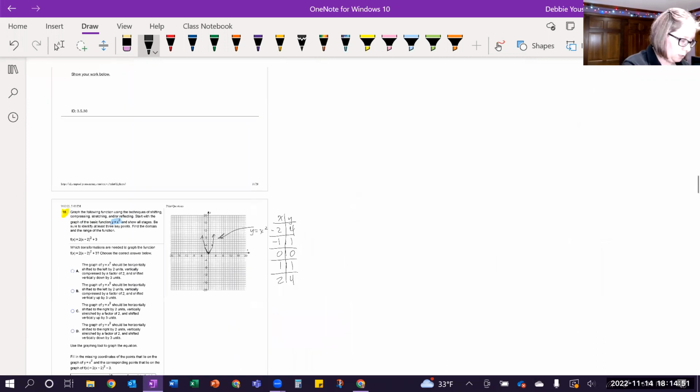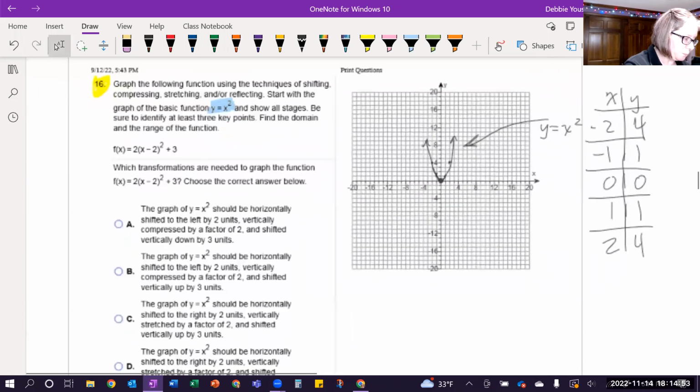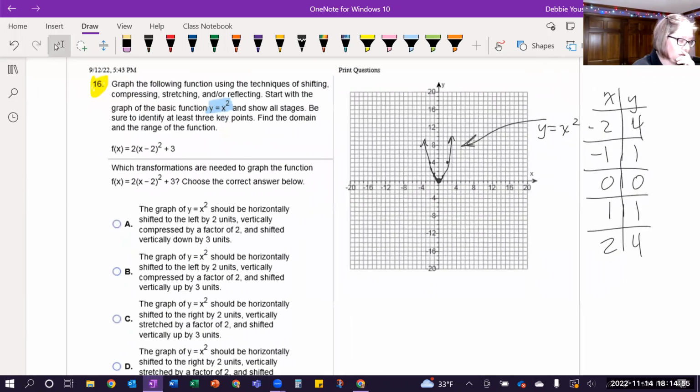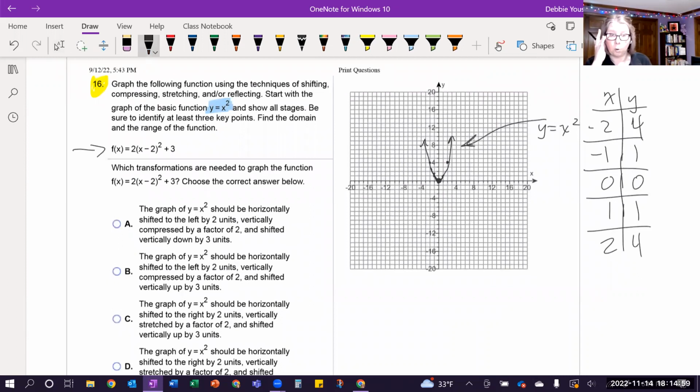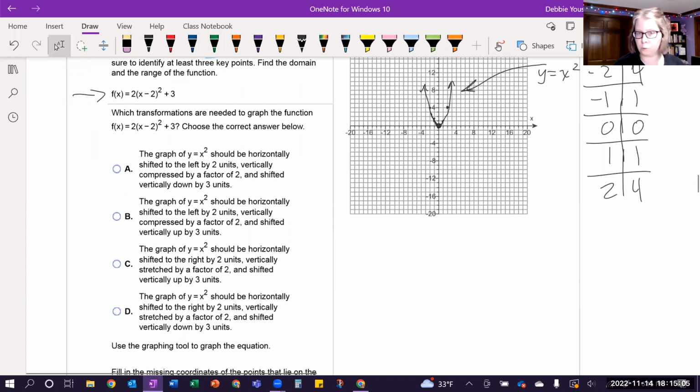Now, what we need to do is figure out what's going on with the function they gave us, according to our transformation rules. So when I look at that, MyLab gives you a multiple choice. So you have to figure out what's happening.